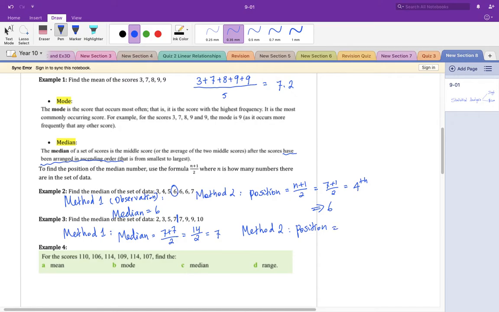Position is n plus 1 over 2. So how many scores are there? There are 8 scores, right? So 8 plus 1 over 2 will give me 4.5. What does it mean when the position is 4.5?